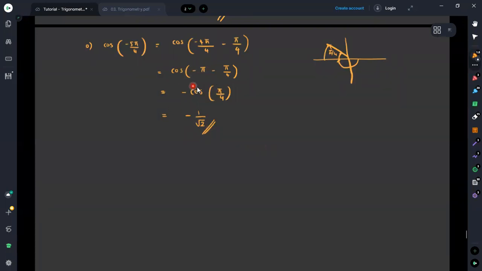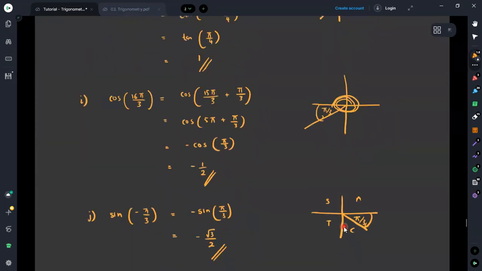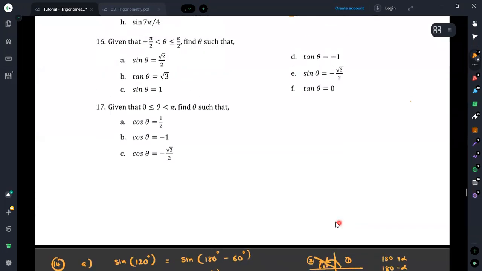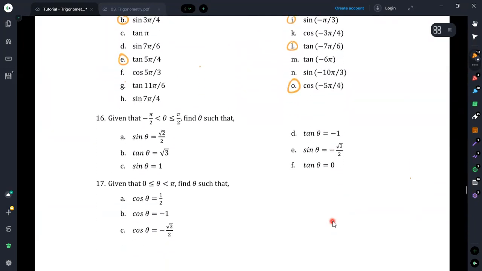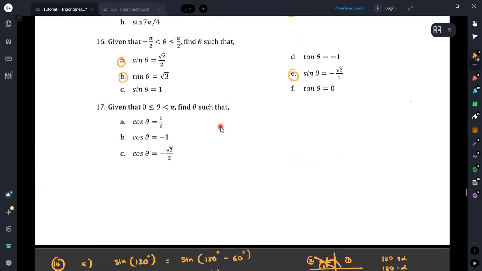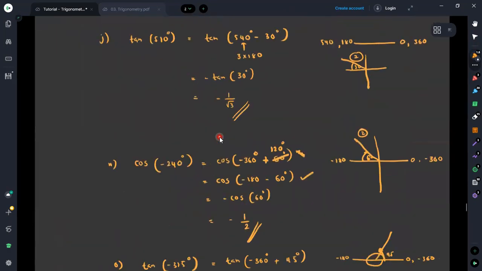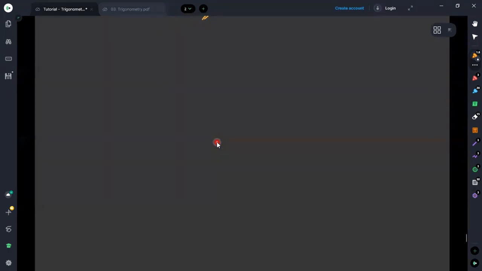Since we have now discussed plenty of questions under the associated acute angles, now we will move to find the solutions for theta. Under that, I will start the discussion of question number 16. In question number 16, I will consider part A, part B, and part E. I will take these three into consideration.